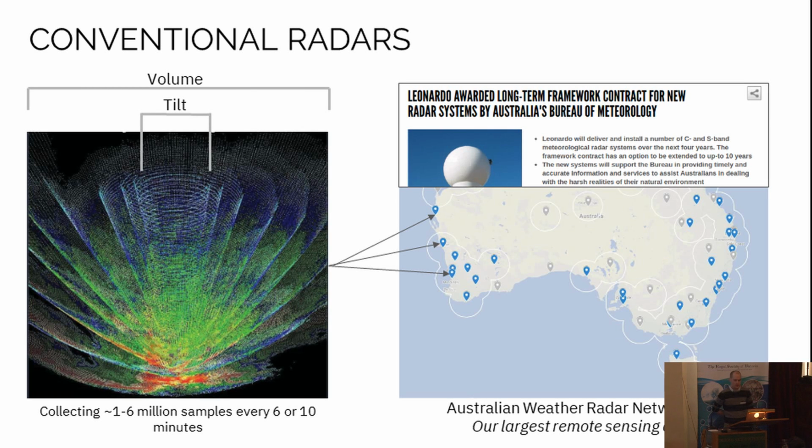So these are collected across Australia on a network of 62 weather radars currently, and this is our largest remote sensing asset in Australia.